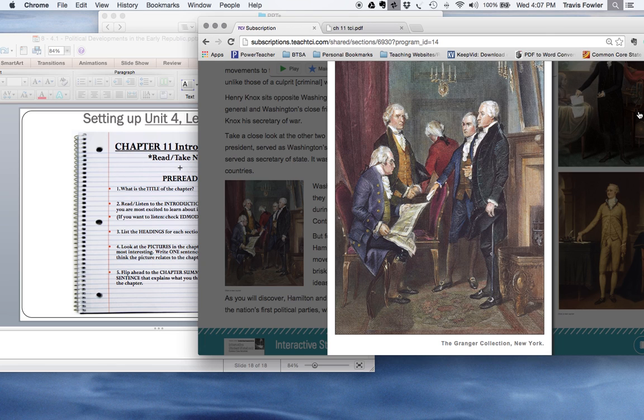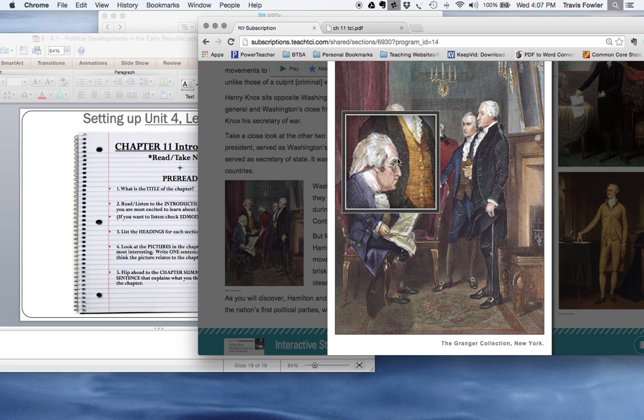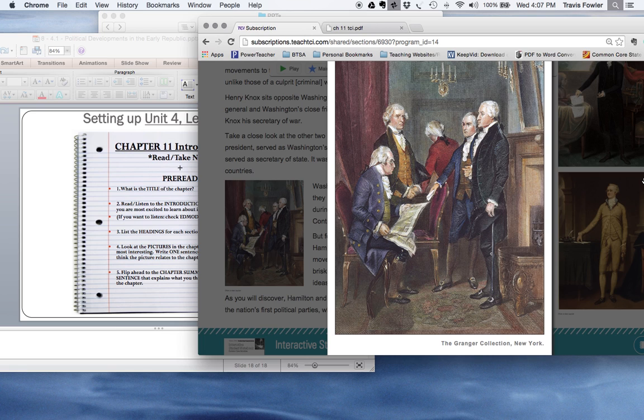Seldom has a leader seemed more reluctant to take power. My movements to the chair of government, he wrote on leaving home, will be accompanied by feelings not unlike those of a culprit or criminal who was going to the place of his execution. Henry Knox sits opposite, that's this dude here, Henry Knox sits opposite Washington. During the American Revolution, this Boston bookseller became a general and Washington's close friend and advisor. When Washington became president in 1789, he made Knox his Secretary of War.